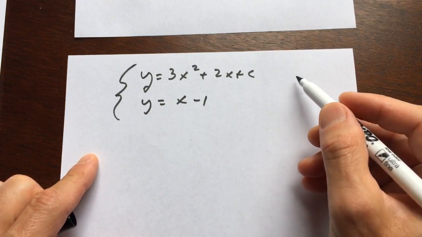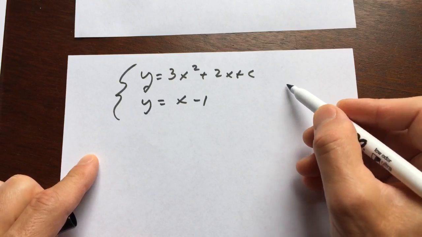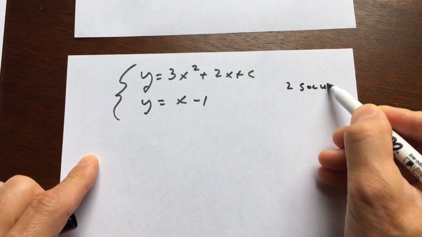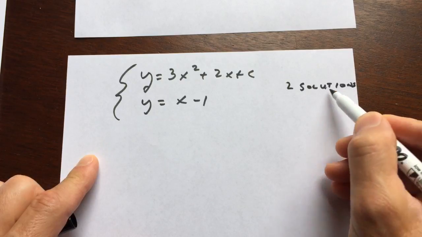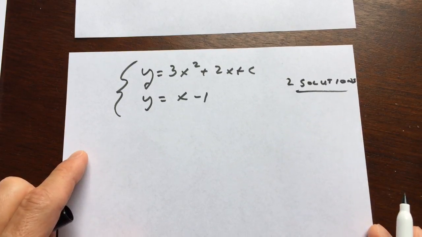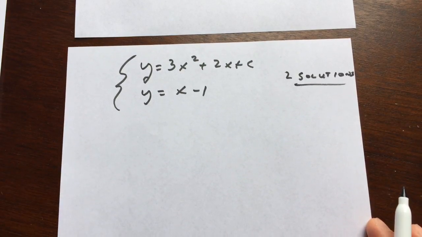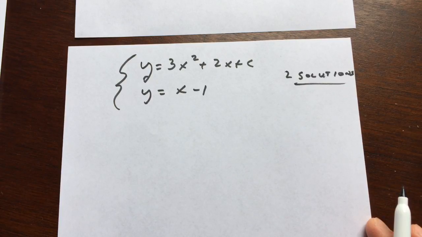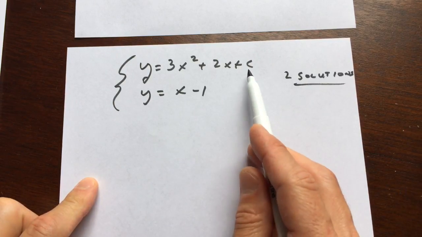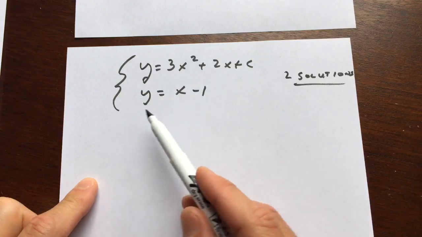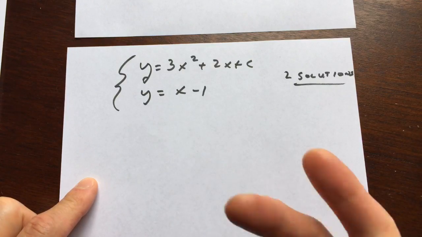So find the value of C such that the system has 2 solutions, right? Two answers, right? So what do you think? Go ahead and tackle that one. What would you do to solve for C, this constant right here, so that when you solve this, you get actually 2 answers?